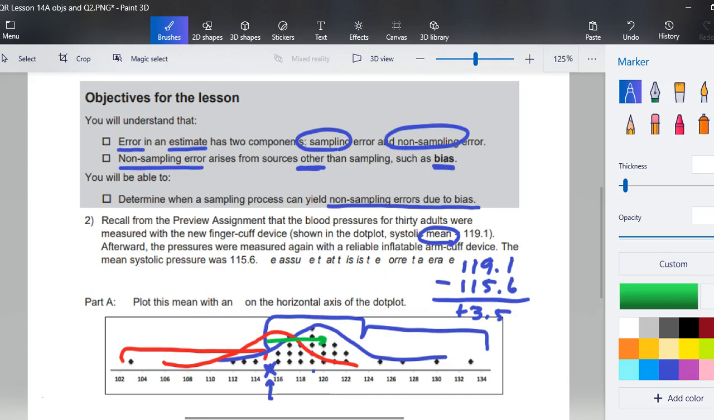So part E says, in this context, describe the meaning of the word bias. And in this case, bias is a tendency for most blood pressure values to be measured by the finger cuff device as higher. Right here is where we think the real mean is. But our bias is that the finger cuff device measures higher than it should.